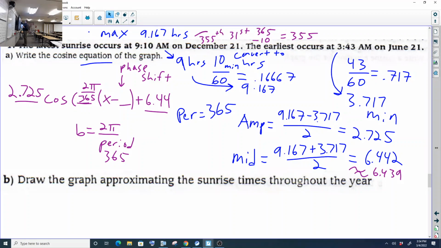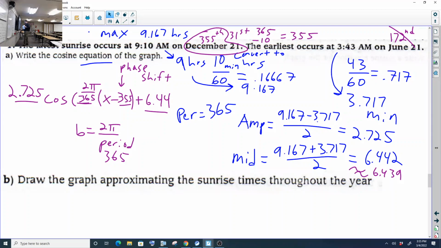Nice. So I tried using both of these. I tried using December 21st as my phase shift of 355, or I tried June 21st, which is the 122nd day of the year, but that didn't seem to work, and I'll go ahead and show that to you. Because we're going to want to graph it next. We definitely want to use the 355, but let me show you why, so you can see why we don't use the phase shift of 172.